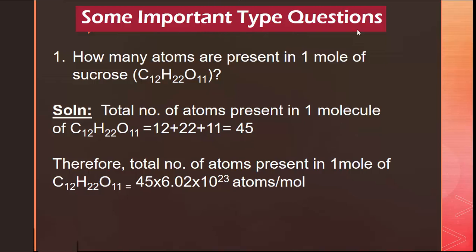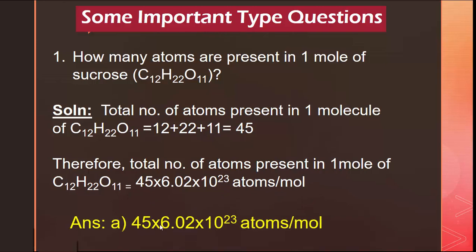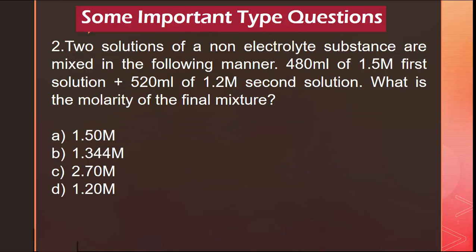And we know that 1 mole of any substance contains 6.022 into 10 to the power 23 atoms in it. So multiplying 45 into 6.02 into 10 to the power 23 atoms per mole, this will be the total number of atoms that is actually present in 1 mole of sucrose. So option A is the correct answer. Now let's look into question number 2.